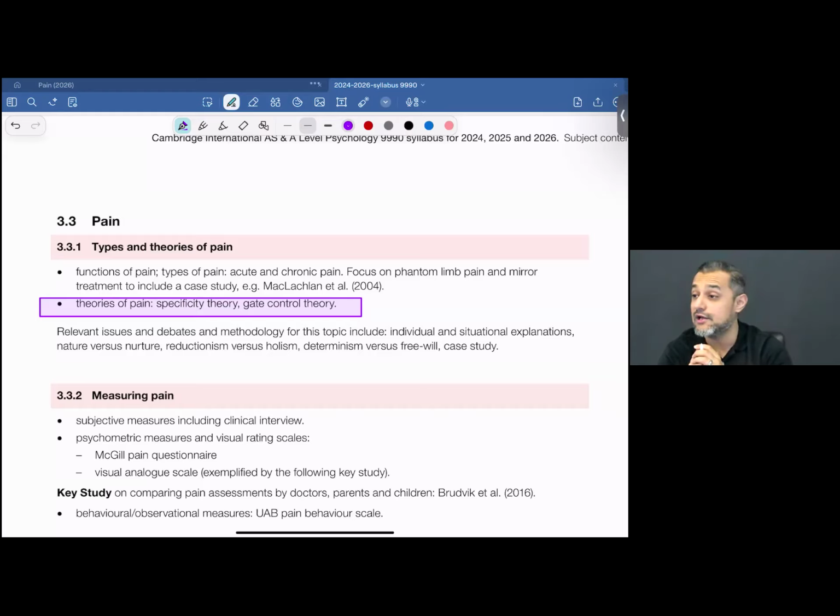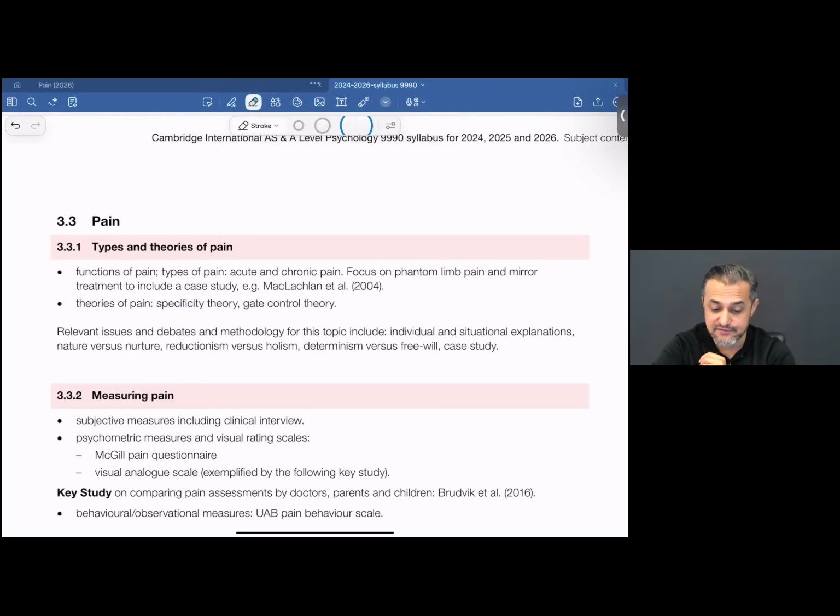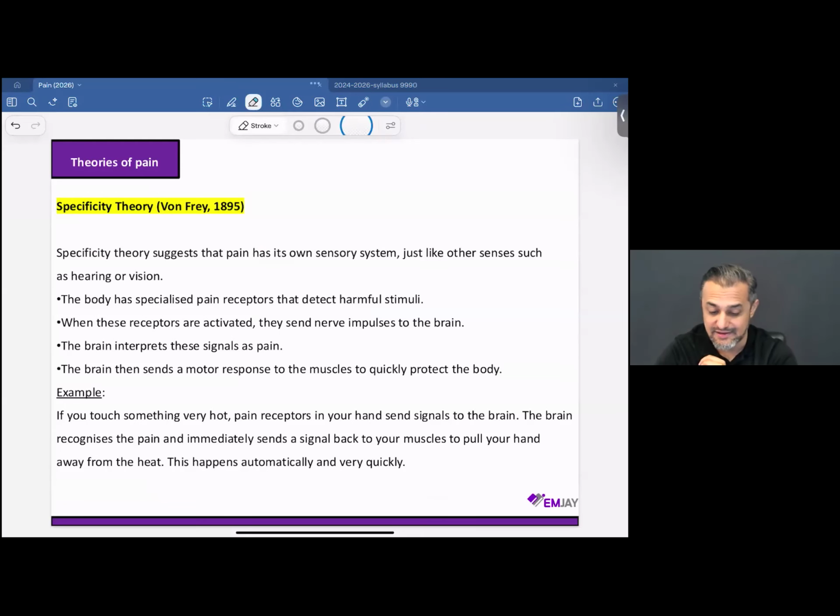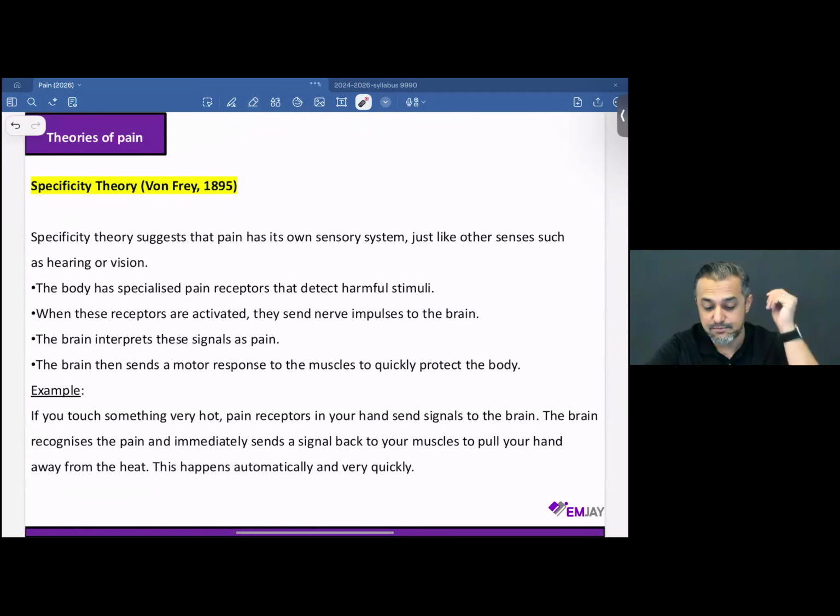So the different theories of pain, the first one is the specificity theory, and the second one is the gate control theory. So now what is this specificity theory and how is the specificity theory different from the gate control theory? Before I proceed, let me walk you through the years that we have mentioned here. Do we need to learn them? No, we don't need to learn them.